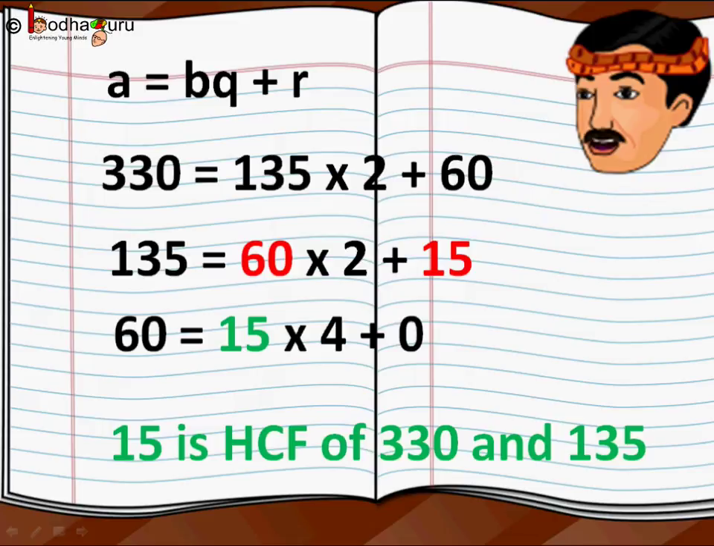Now the remainder has become 0. This means the process stops here. This means the divisor at this stage, that is 15, is the HCF of 330 and 135. This means Manilal should arrange in such a way that each tray will have 15 sweets.